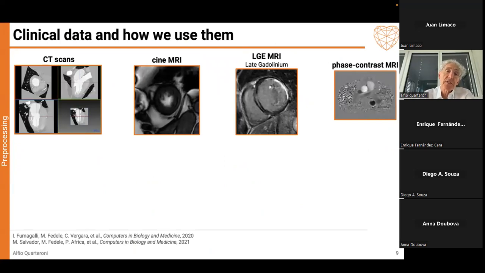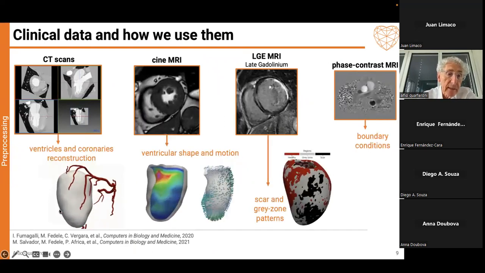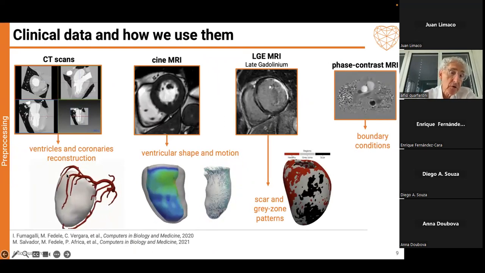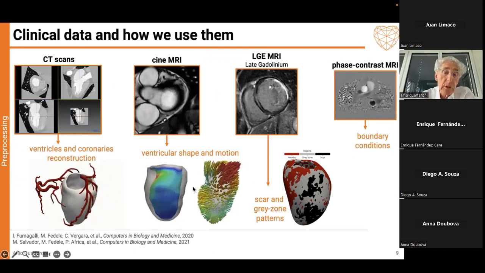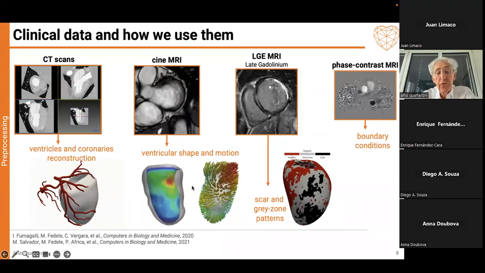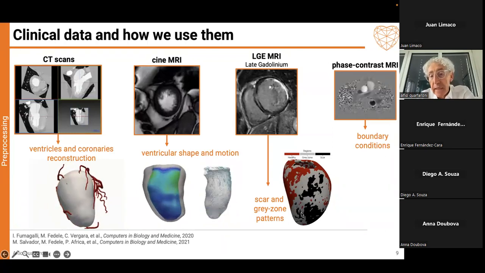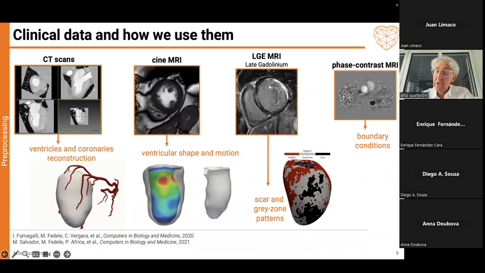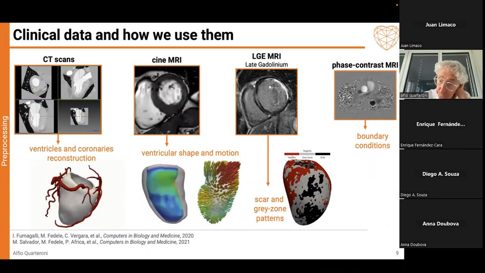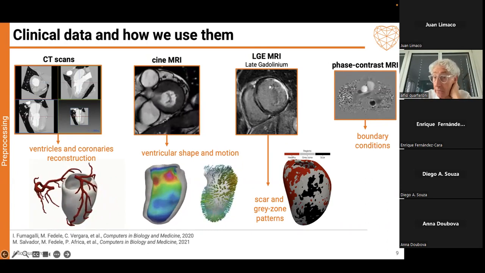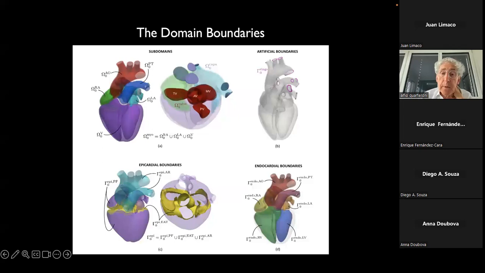So how do we use images? We start from the computer tomography, and we use them to generate the shapes of the ventricle, of the coronary, say. We use magnetic resonance, and we use them to compute the dynamics of these ventricles. We use MRI with late gadolinium enhancement to identify regions of scars, regions that have been, for instance, infarcted, and where there is no longer electrical excitation. And then we use phase contrast MRI, magnetic resonance, to identify boundary conditions.